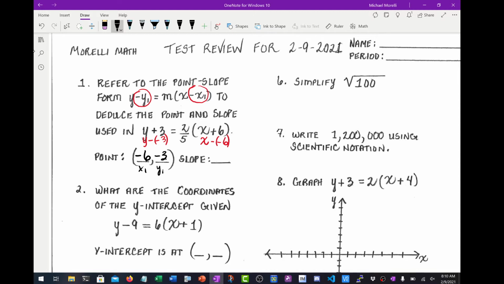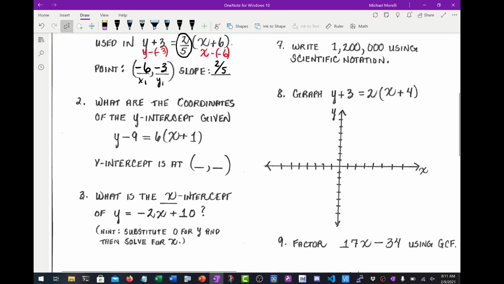Now the slope is just given to you. The slope is right here. Remember, the m is the slope, so the slope is just 2/5.